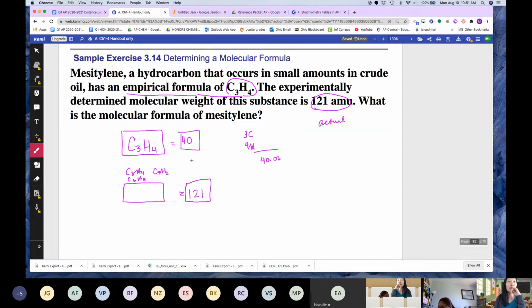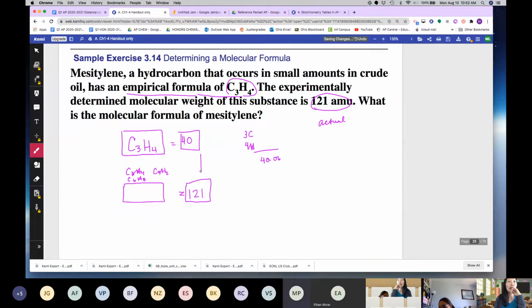So can you compare those? What happens? It was tripled. It's triple, yeah? So all you have to do is triple the subscripts. Triple the 3, you get 9. Triple that, you get 12. C9H12 is the answer.